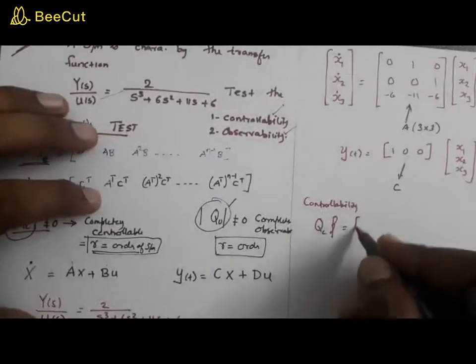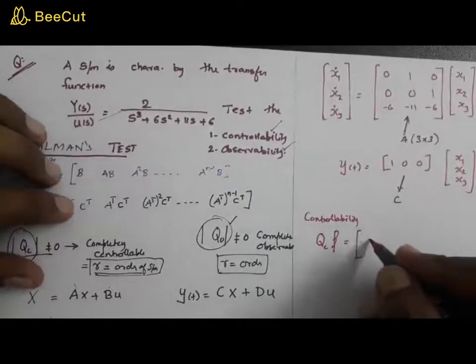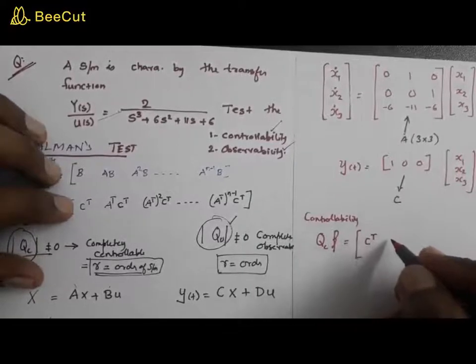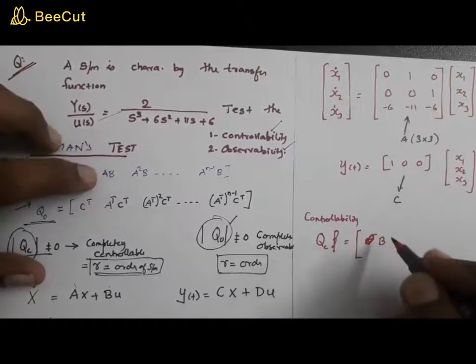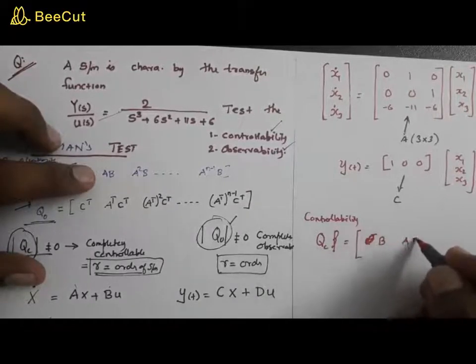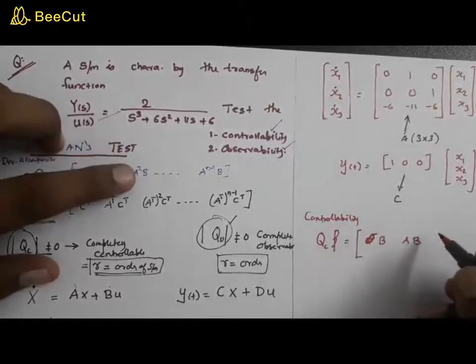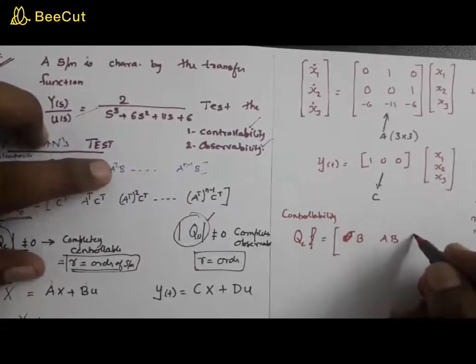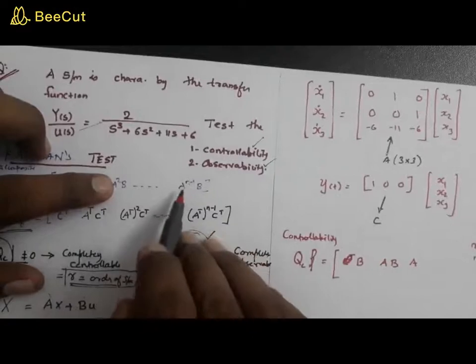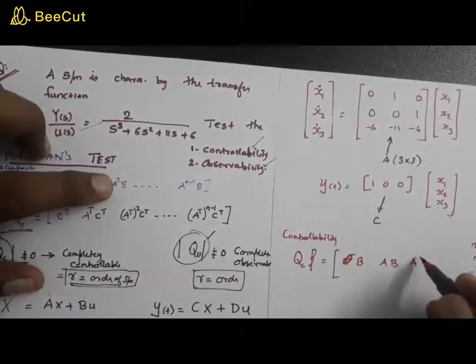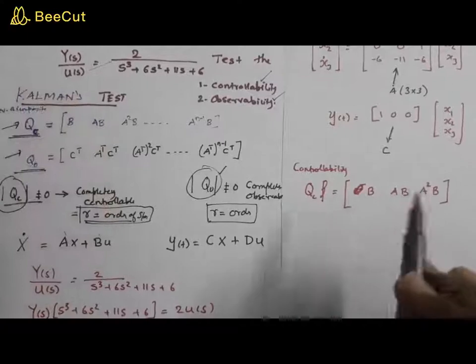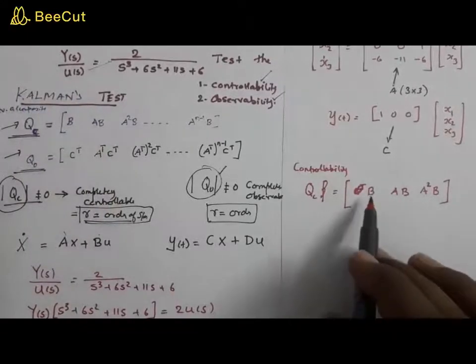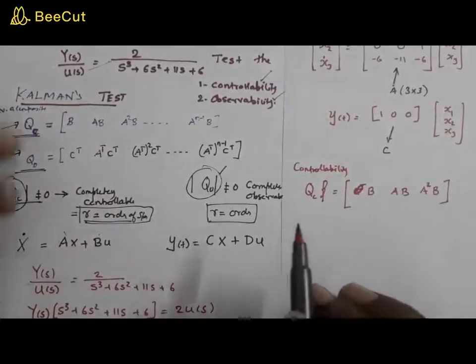That means you need to get how many elements? The first is B, this is QC. Then next one is AB, right? And 3 minus 2, that is n minus 1, so it is A^(n-1) B. So it is A^(3-1), that is A square B. Okay, so that means you will be having 3 columns for this. Okay, so this is B, AB and A square B.